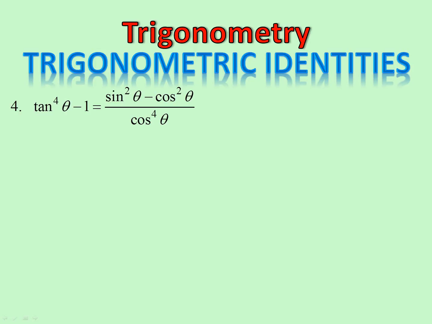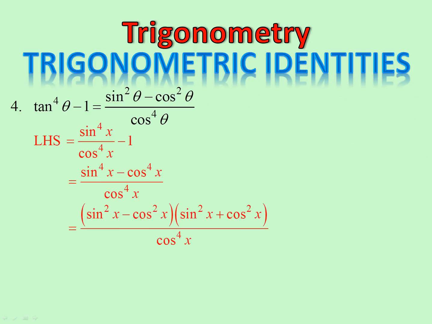Next one. Now, while that looks more complicated, we have tan on the left. So I'm going to simplify on the left hand side first. So, common denominator. Sine squared minus cos squared, sine squared plus cos squared. And of course, there is our Pythagorean identity, and therefore we have the same as the right hand side.